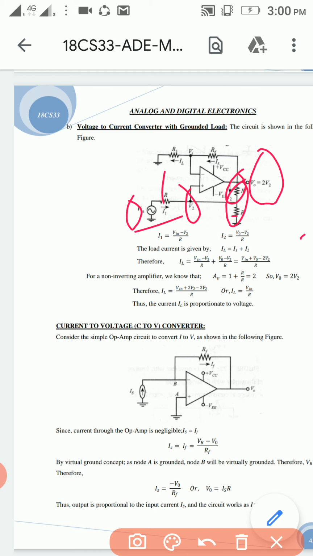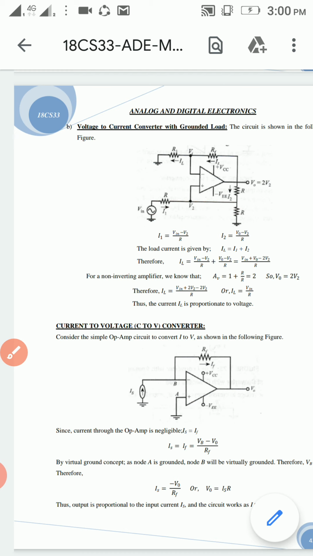But in the non-inverting operational amplifier, the gain, we all know, AV is equal to 1 plus RF divided by R. So in this case, I am writing it as 1 plus R by R. So gain is equal to 2. As the figure indicates, V0 is equal to 2 times V2, so replace V0 with 2 times V2. For that reason 2V2 will go, and what remains is IL is equal to V in divided by R.